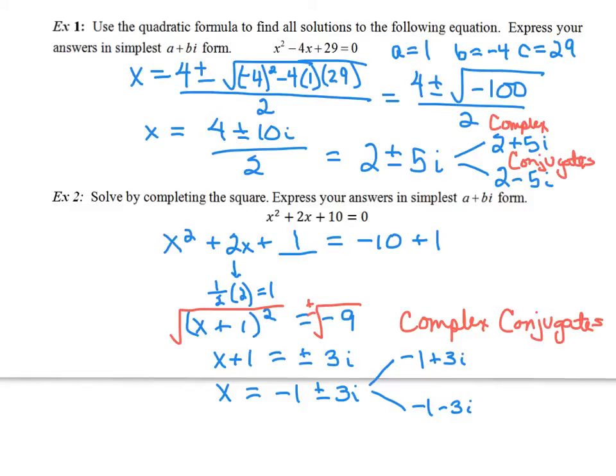So these two methods, quadratic formula and completing the square, are both going to be useful in solving quadratics even when our roots turn out to be complex roots. So let's take a look at exercise number 3 and try another pair.